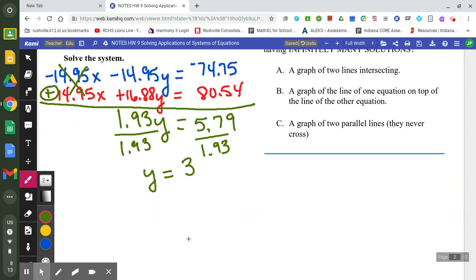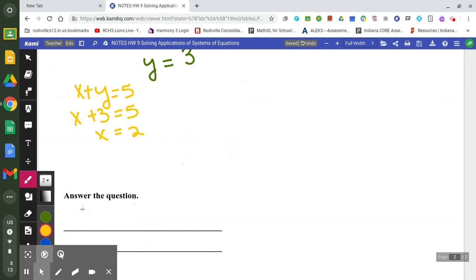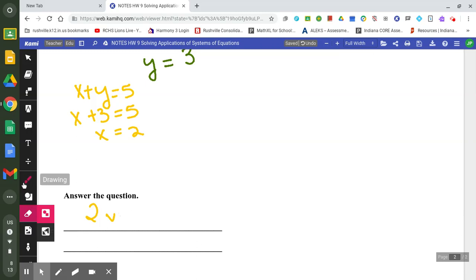So then in order to find x, one of my equations was x plus y equals 5. So I can put that 3 in for the y. And so my x equals 2. So there, she bought 2 videos and 3 CDs.